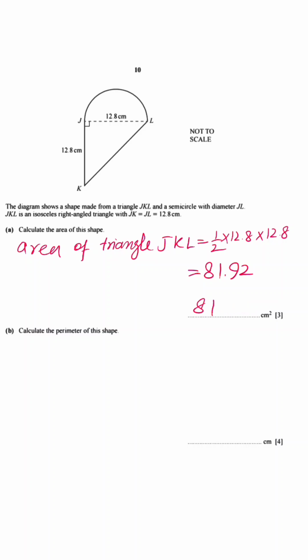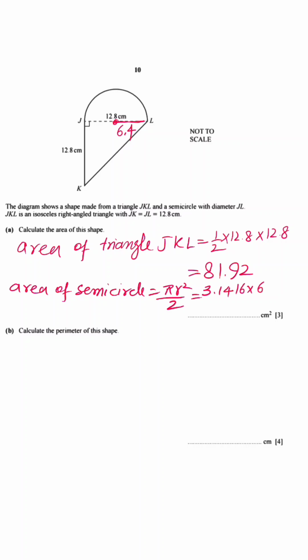Now we will find area of semicircle. Area of semicircle is pi r square by 2. So radius is half of this. Half of 12.8 is 6.4. So pi is 3.1416. Multiply by radius 6.4, its square, and divided by 2. Divided by 2 is due to the fact that it is a semicircle.